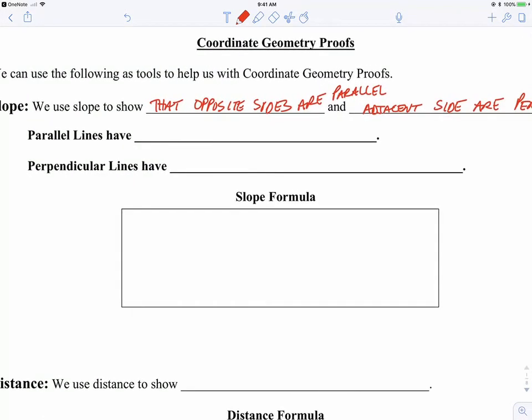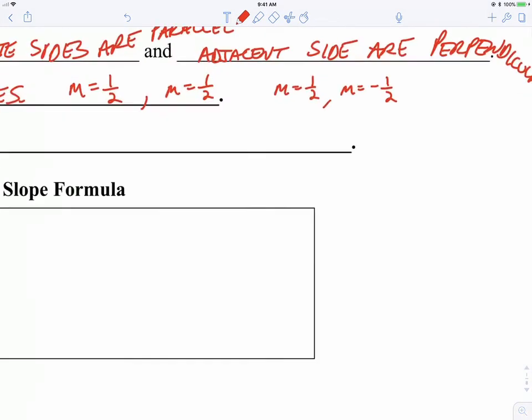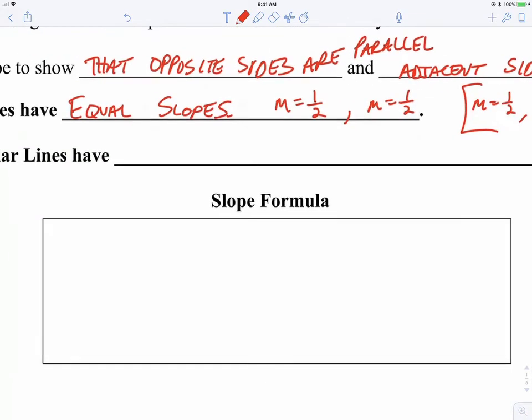So parallel lines have equal slopes. That's how we're going to use slopes to show that. If we take the slope of each line segment or each side, they should be equal. For instance, if one side, the slope comes out to be a half, and then I do the slope of the opposite side and I get a half, then I know they're parallel. If I got a half on one side, but then on the other side I got negative 1/2, those are not equal slopes, meaning the lines are not parallel.